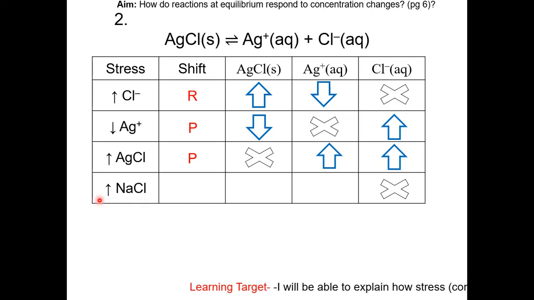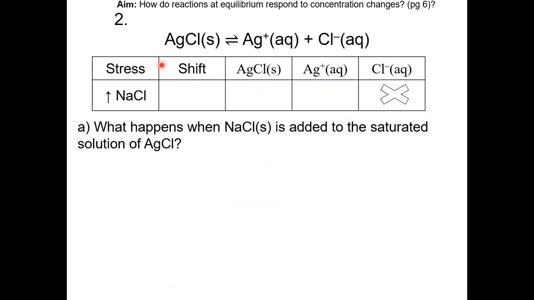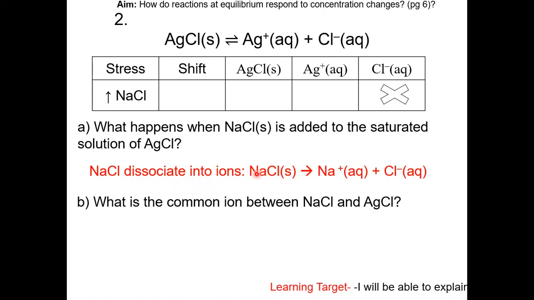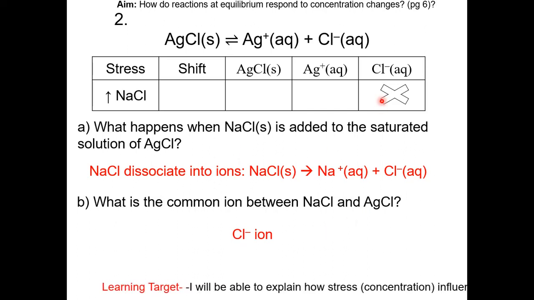The next stress is adding NaCl. Notice that NaCl is not anywhere in this equation. So let's analyze what will happen. What will happen when NaCl is added to a saturated solution of AgCl? In a saturated solution, there is water, and NaCl will dissolve. So NaCl will dissociate into ions. What is the common ion between NaCl and silver chloride? The common ion is chloride ion. So basically, when we add NaCl, we're adding chloride ions.